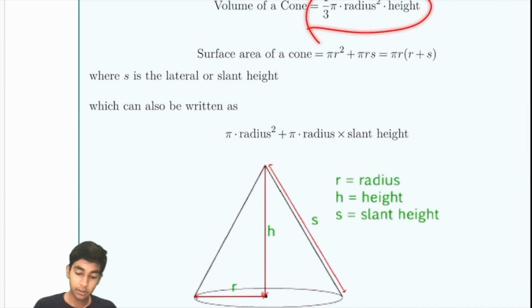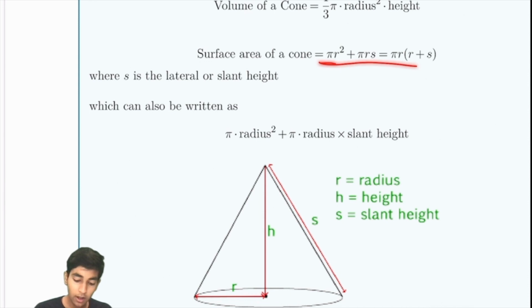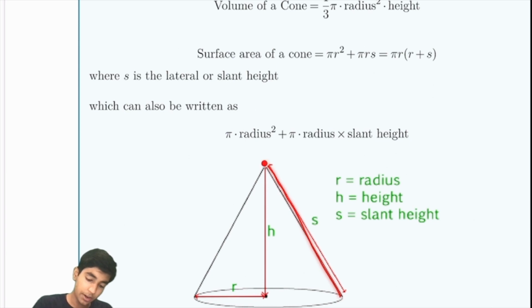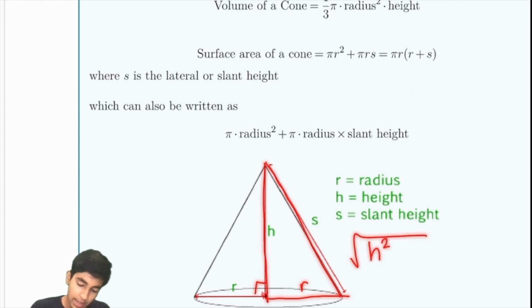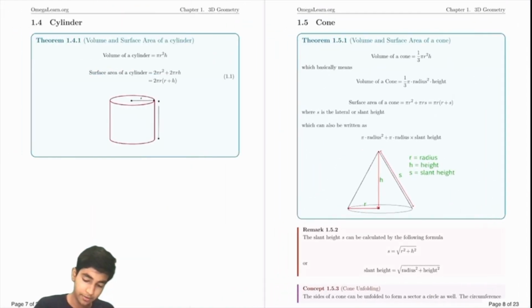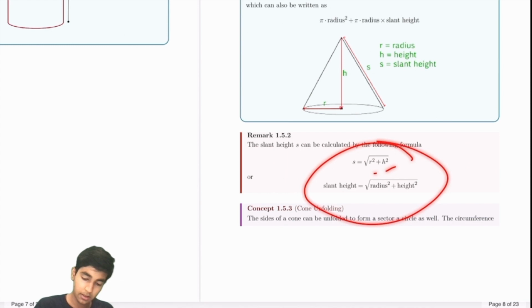But it's still really important to know this formula, and also to know that the surface area of a cone is just pi r squared plus pi r times the slant height, which is s in this case. And then we can calculate the slant height in a right circular cone, which is a cone where this angle is right. You can do that by just using the Pythagorean theorem. In this case, it's going to be the square root of h squared plus r squared, right? As you can see here.